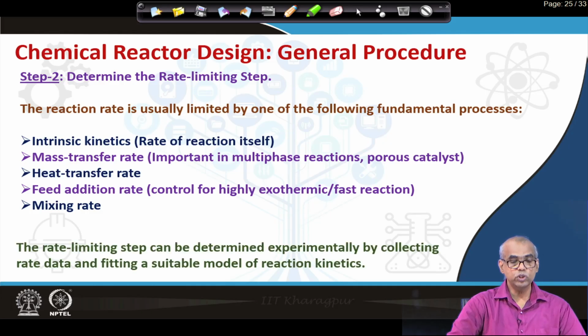So, how do you find out which one is the rate limiting step? This can be determined experimentally by collecting rate data and then fitting a suitable model for reaction kinetics. So, assume a rate limiting step, solve the model, try to fit the rate data, and this way you can experimentally determine what will be the rate limiting step.